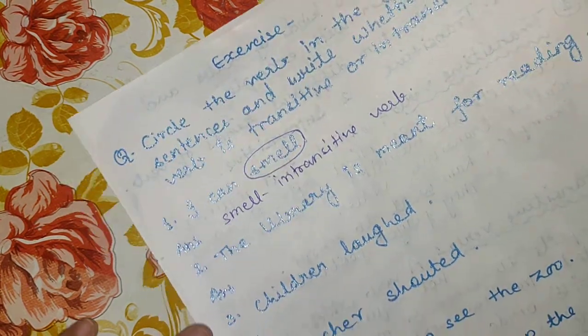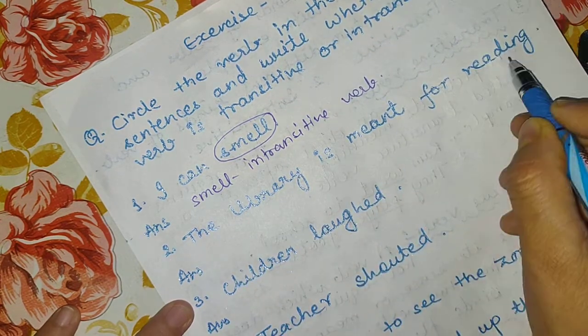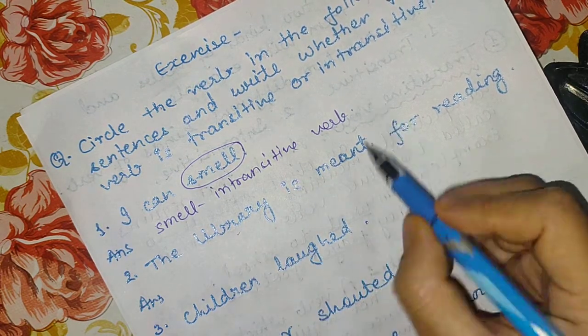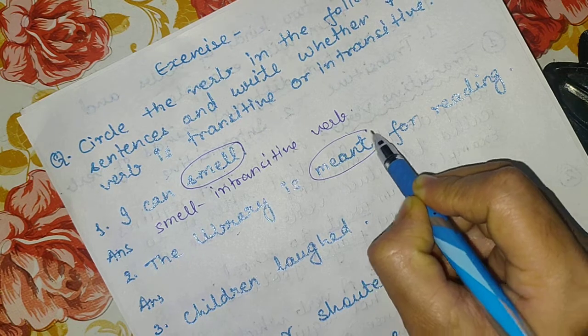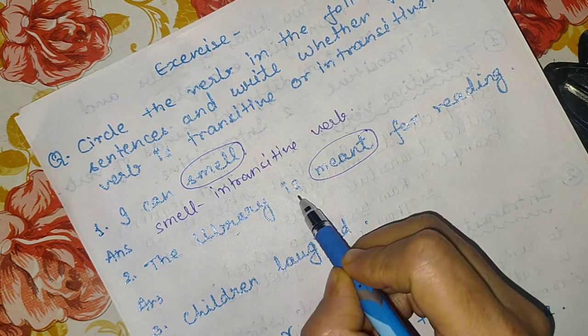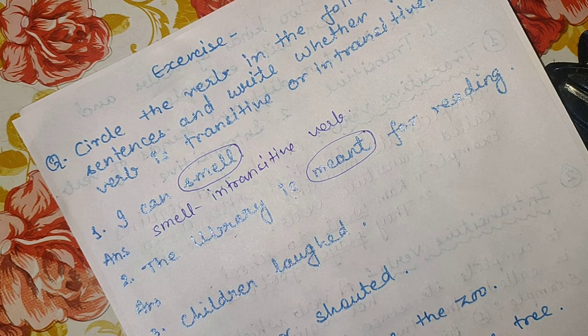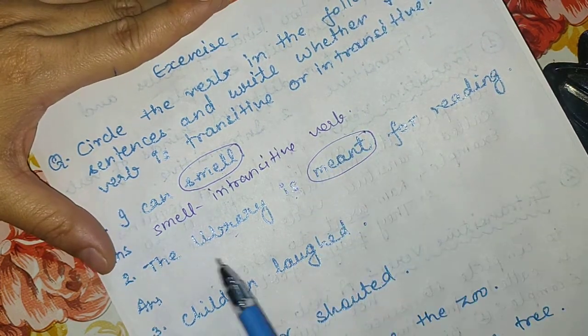Okay, like this you will do your worksheet. Next is: the library is meant for reading. Now here in the sentence, library is meant. Now meant is your verb. Meant is your verb, but first of all you will find out the main verb and then you will go for the kind.